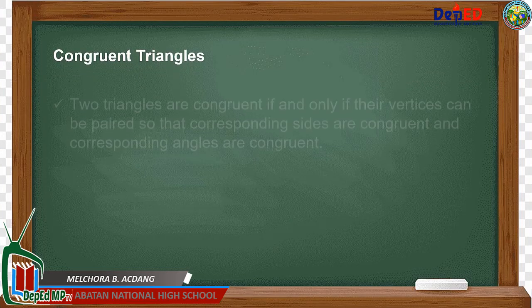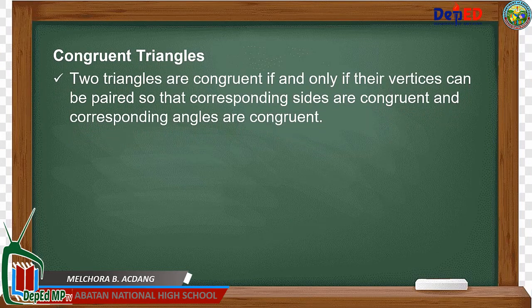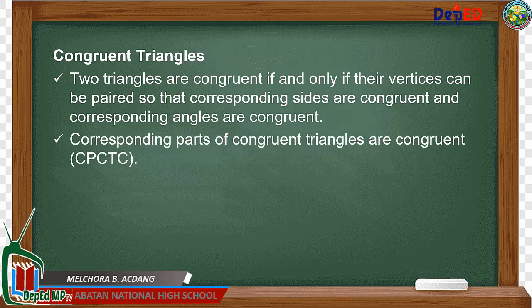So previously you have learned about congruent triangles, and two triangles are congruent if and only if their vertices can be paired so that corresponding sides are congruent and corresponding angles are congruent. Take note that corresponding parts of congruent triangles are congruent.